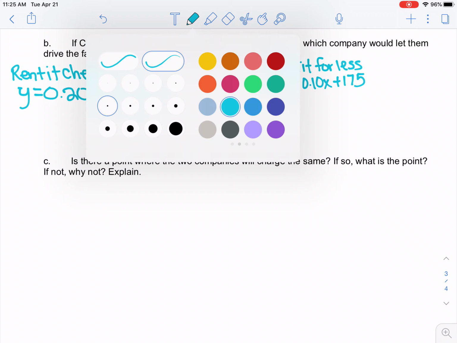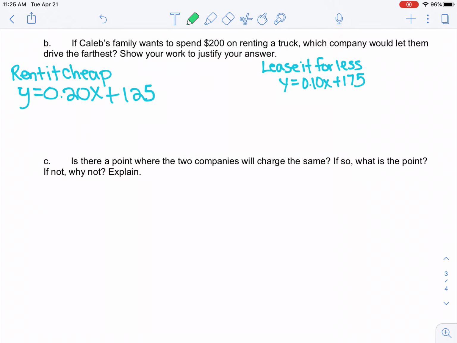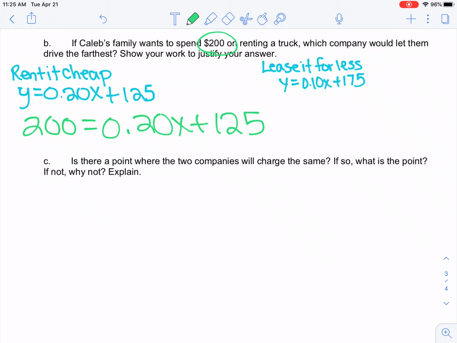To start off with Rent It Cheap, the $200 would go in for Y. That's the total they want to spend. So how far could they go? What is the X for this equation? You would solve by subtracting 125 from 200, which gives you 75. Then you divide 75 by 0.2, which gives you X equals 375 miles. So they could go 375 miles with Rent It Cheap for $200.